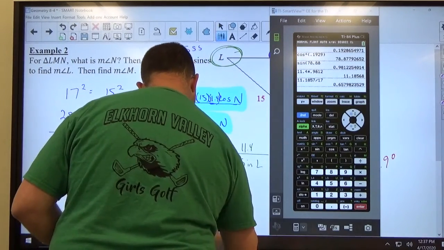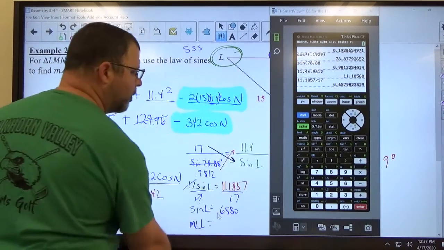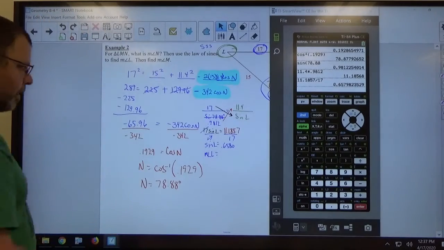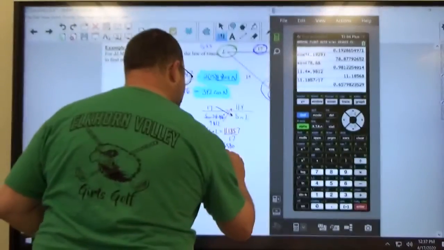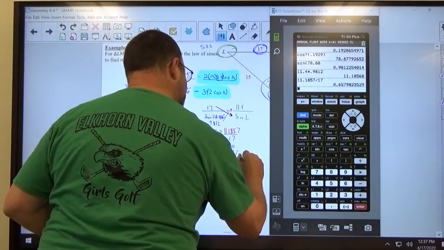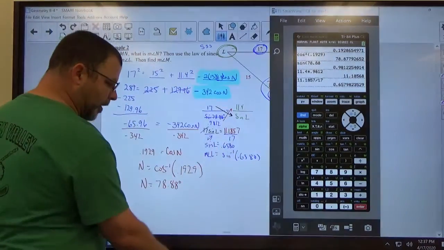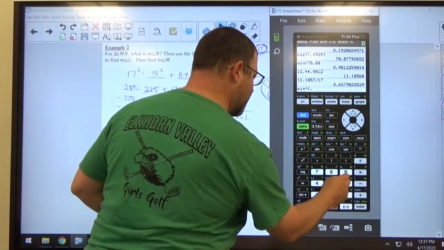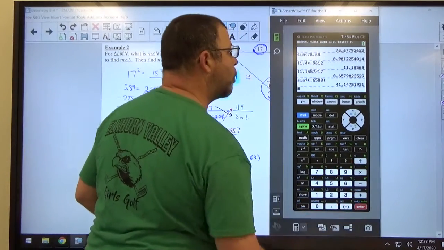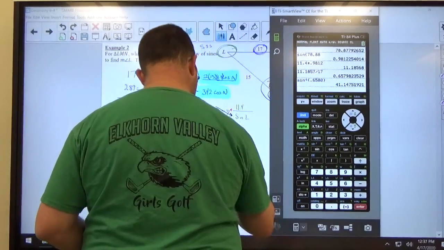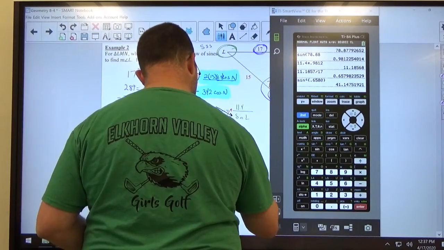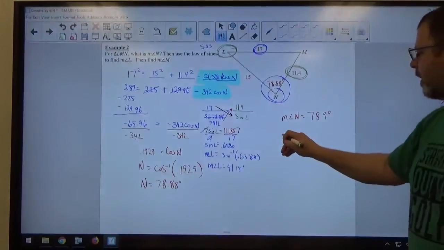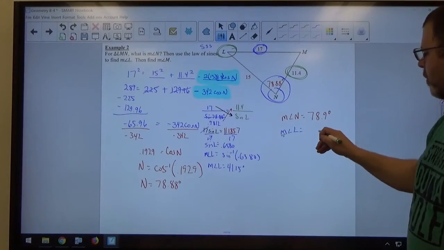Which means measure of angle L should be the inverse sine. Notice this was cosine equal, so we did inverse cosine. To find measure of angle, I'm going to do inverse sine. And whatever trig function is present in your problem, that's what inverse trig function you're going to do. So inverse sine of 0.6580 comes out to an angle measure of 41.15 degrees. And going one decimal place there also, measure of angle L, put that over here, is 41.2 degrees.